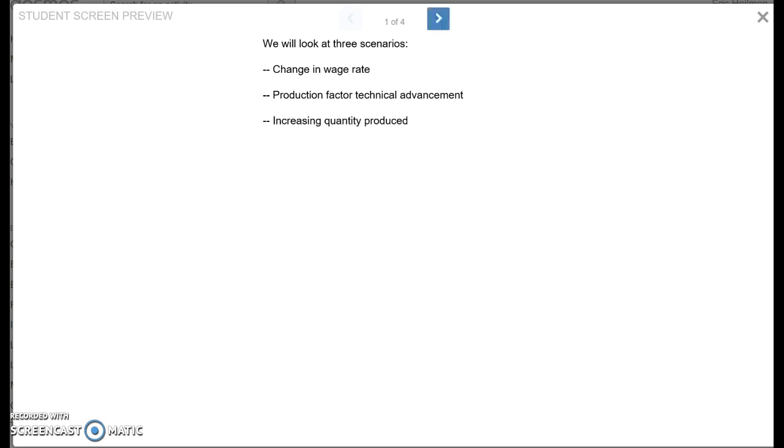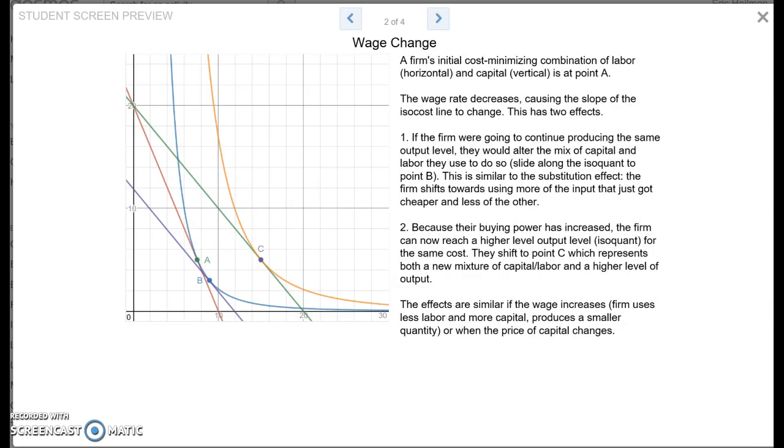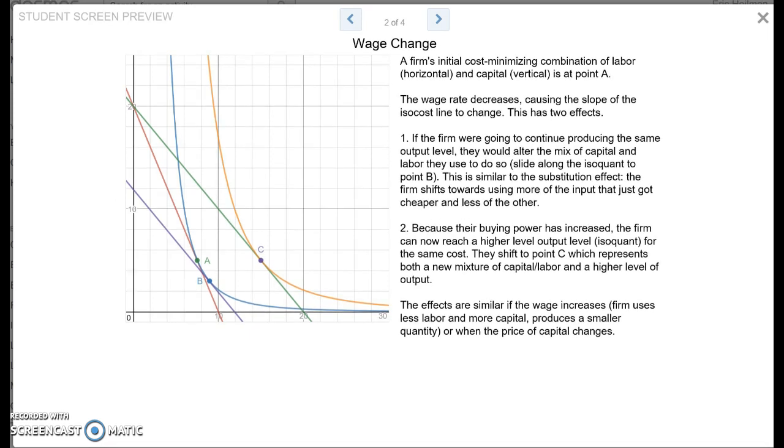So let's get going. We're only going to be looking at graphs. In this one, we're not going to be doing the math to find the optimal bundle. I'll leave that as an exercise for later. Okay, so the first thing we're going to look at is a change in wages. Just to make sure we know, labor is on the horizontal axis and capital is on the vertical as usual. So labor, capital.